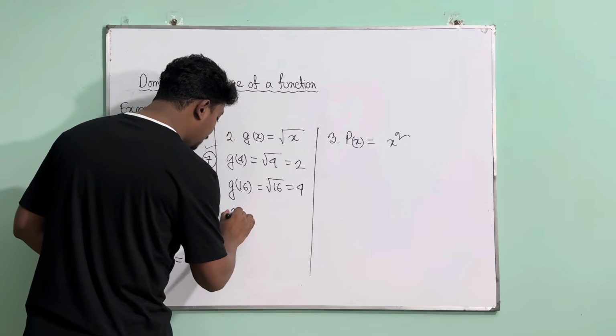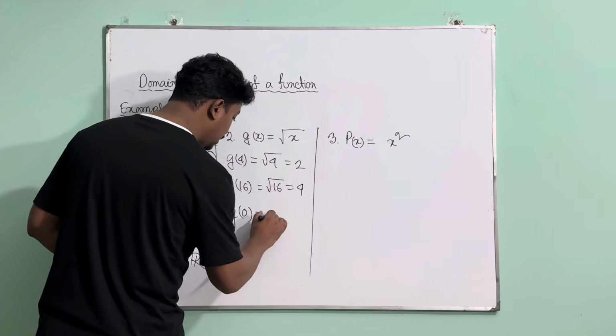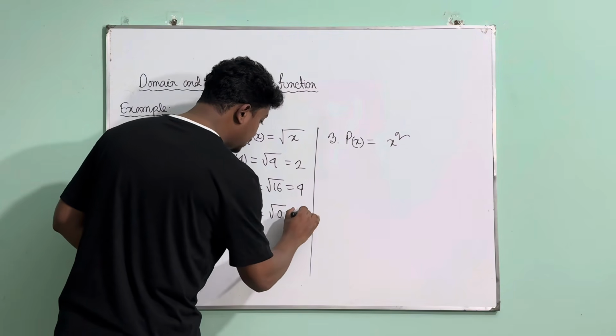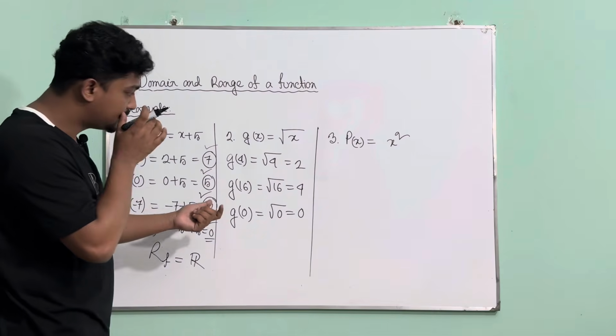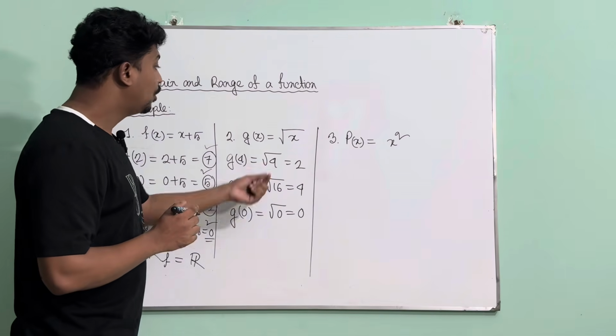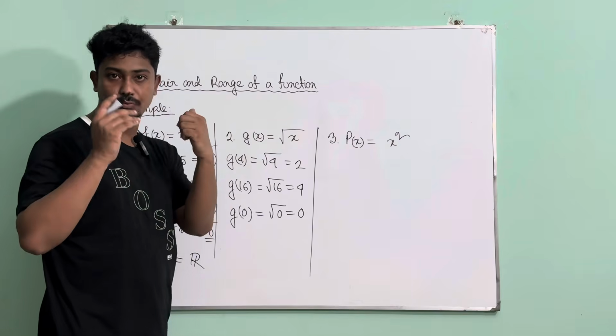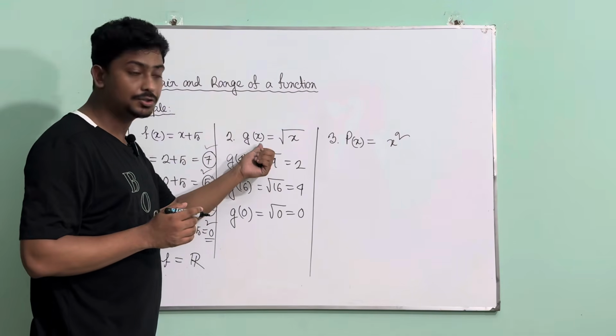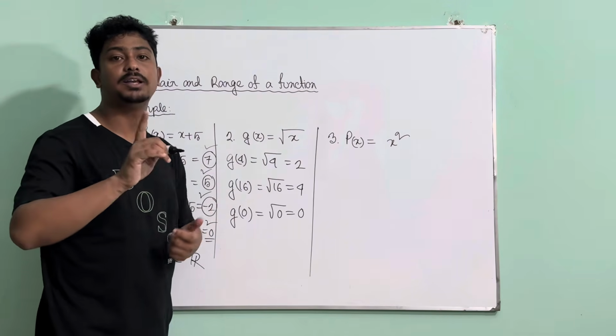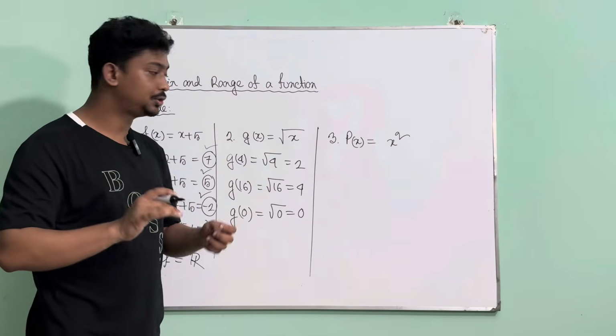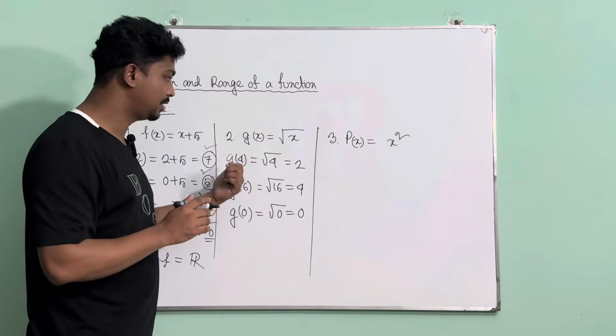Just like this one, if I put z of 0, you are getting an output of root over 0, which is 0. Now see, we cannot put in a negative, as we have already seen. We cannot put negative values, because if we put negative values, the result is not logical. So negative values are not part of the domain.